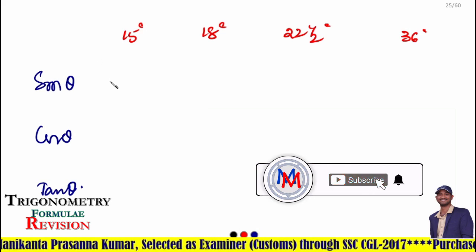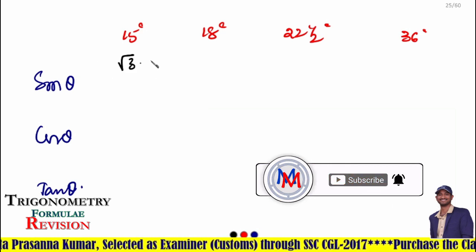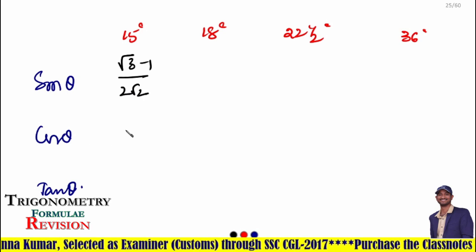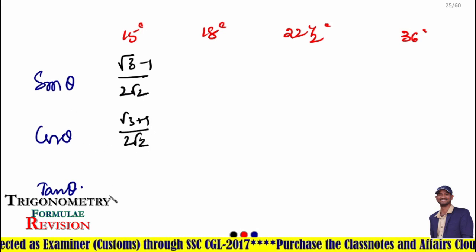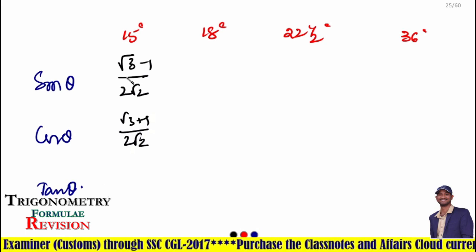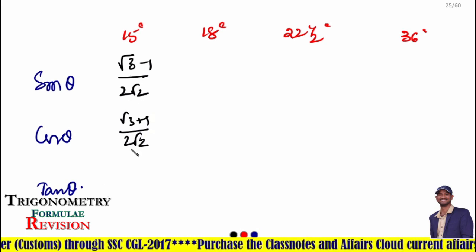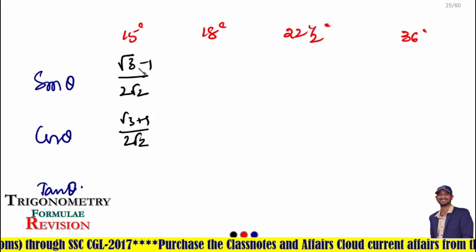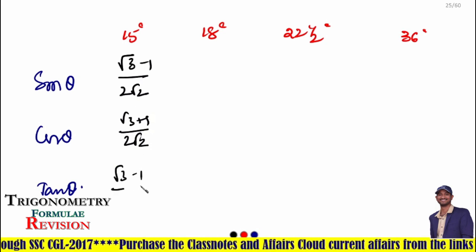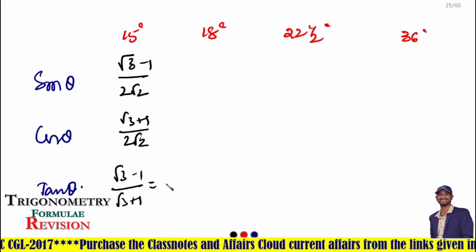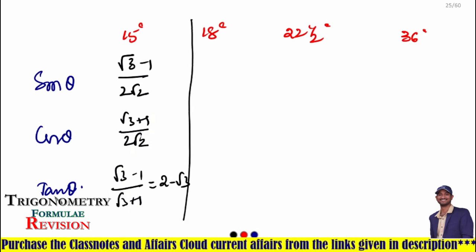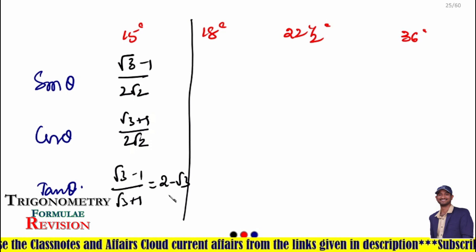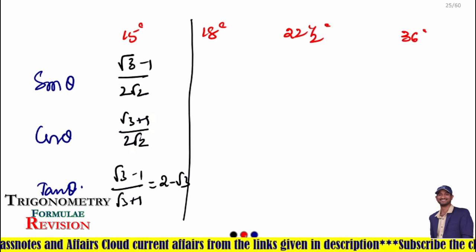Sin 15 is how much? Root 3 minus 1 by 2 root 2. Cos 15 is root 3 plus 1 by 2 root 2. So sin by cos is tan. So tan 15 is root 3 minus 1 by 2 root 2 divided by root 3 plus 1 by 2 root 2. 2 root 2 cancels. What is the value? Root 3 minus 1 by root 3 plus 1. After rationalizing, you will get 2 minus root 3. So whenever tan 15 is given, directly the answer is 2 minus root 3.